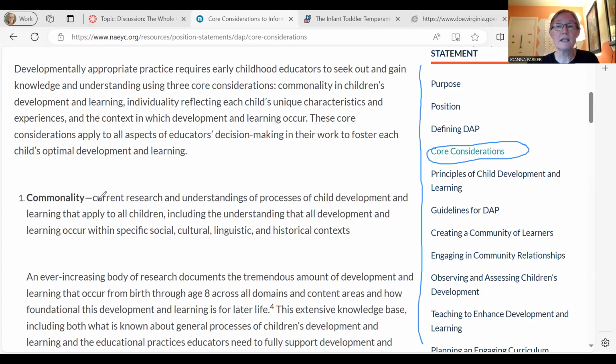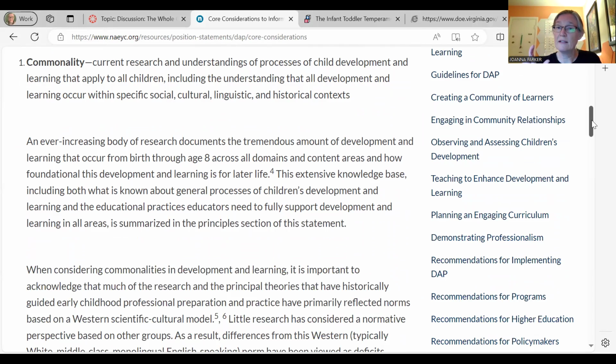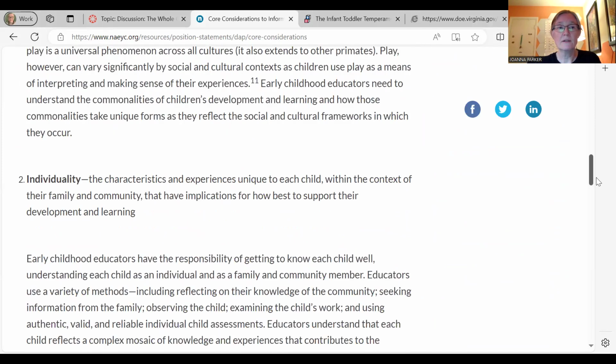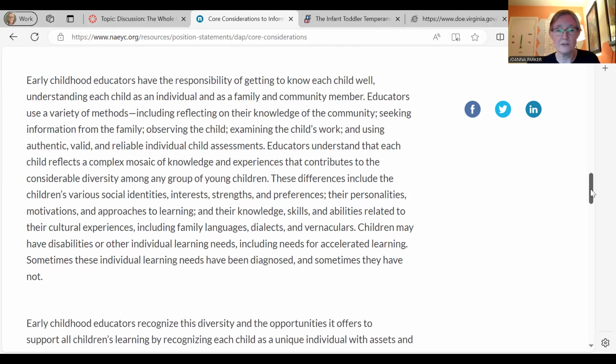And so when we look at our core considerations and think about developmentally appropriate practice and children's development, we have commonality, which looks at development and research around what children should know and be able to do and how children develop and learn, right? We also have information around individuality and thinking about individual children and getting to know the development of each child, because each child develops at their own rate and pace, right? And so development looks different for every child.